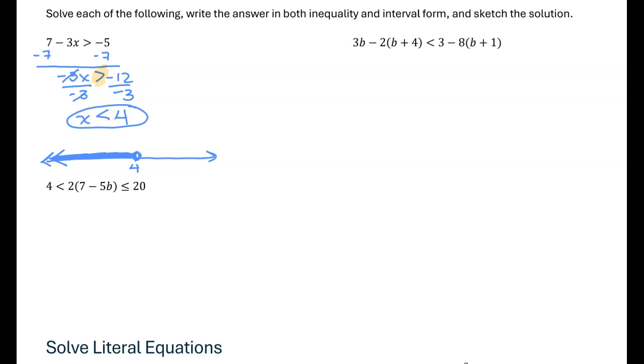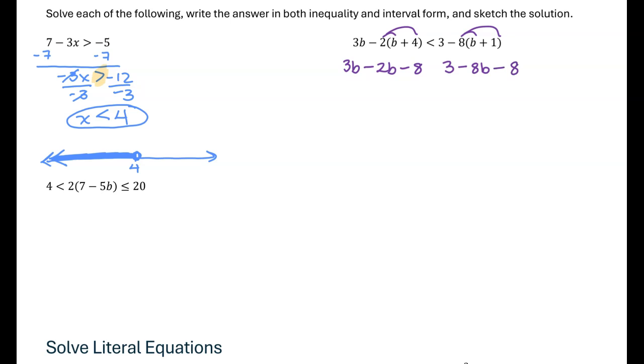Okay, let's look at a little bit messier version, nothing too crazy, but just so you have some examples to look back through. What I notice here is I have some mess to deal with. I like to clear fractions or roots or any weird stuff along with parentheses right away if I can. So let's go ahead and distribute through both sets of parentheses. 3b minus 2b minus 8. And then on the other side, 3 minus 8b minus 8.